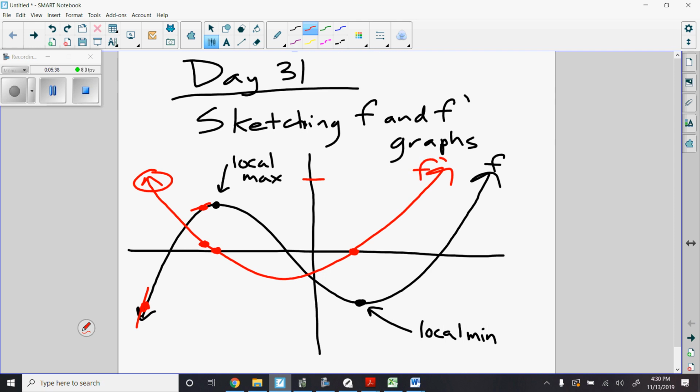There's a pretty rough sketch of my f prime graph. The other thing I want you to notice is this black graph here. That looks like a cubic graph, right? That looks like some kind of x cubed plus something, right? And look at my red graph here. This looks like a quadratic.